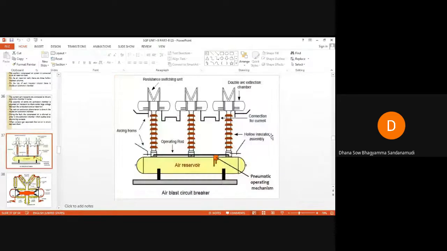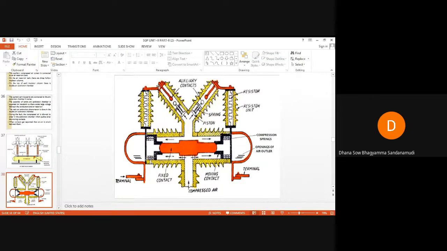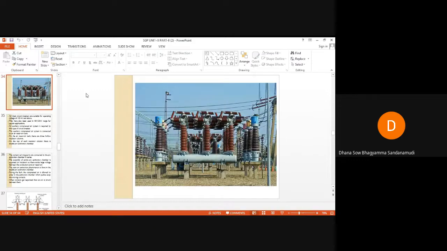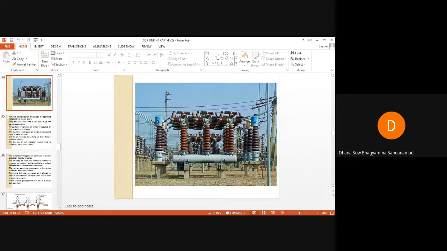Let us see this double arc extinction chamber. You can see here, this is the double arc extinction chamber, and this is the resistance switching unit. What you have seen here are cylindrical units, which are vertical units shown horizontally here. These two cylindrical units are the resistance units.